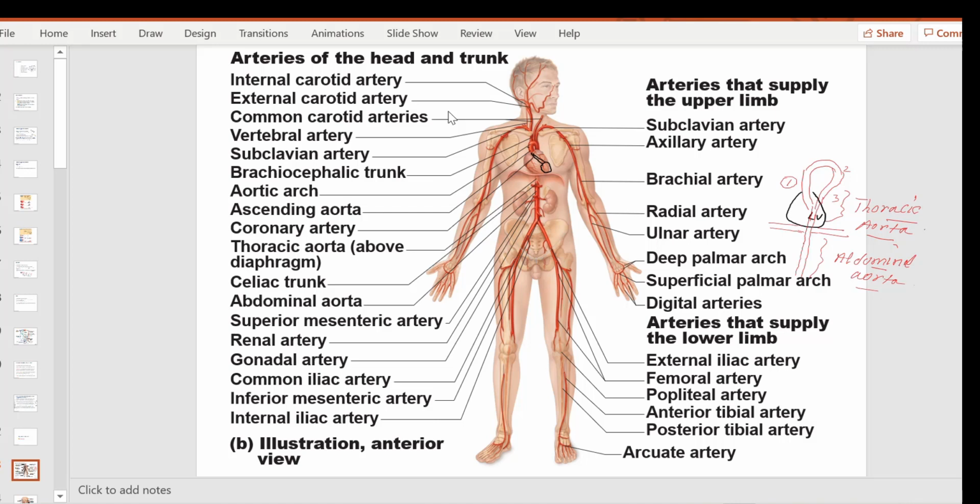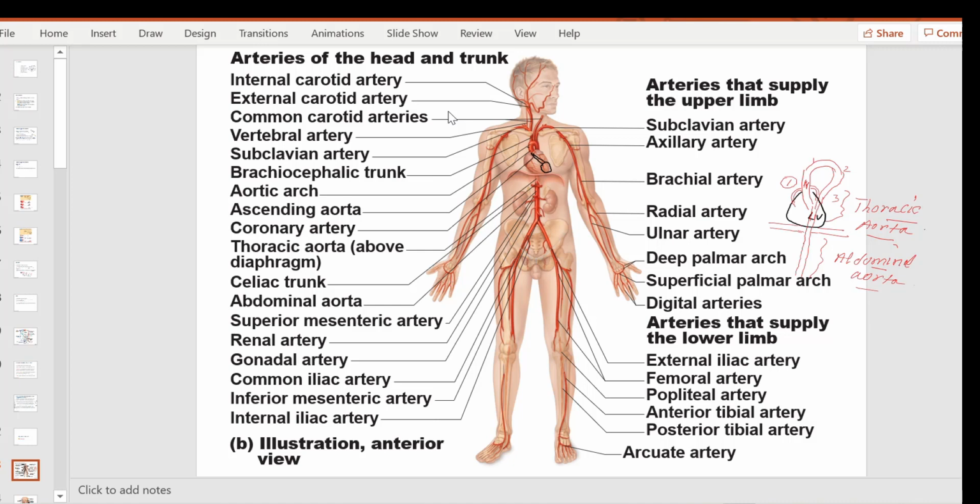Now, from the ascending aorta, two very important arteries arise and enter into the wall of the heart. Those are the right and left coronary arteries. Make sense? So two coronary arteries arise from the ascending aorta, and they take the blood to the wall of the heart. Very important arteries.